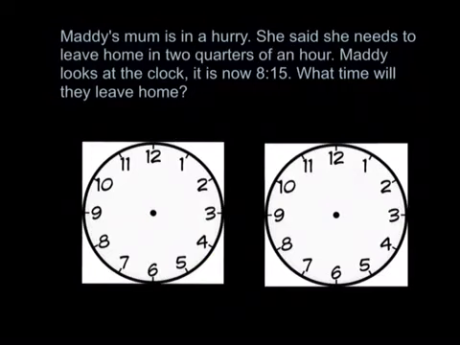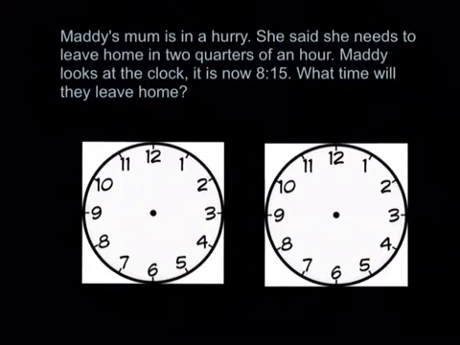Okay, this is the last problem we're going to do together, and then it's going to be up to you to have a go at solving some on your own. This says, Maddie's mum is in a hurry. She said she needs to leave home in 2/4 of an hour. Maddie looks at the clock. It is now 8:15. What time will they leave home? Again, we need to go and circle the key information.